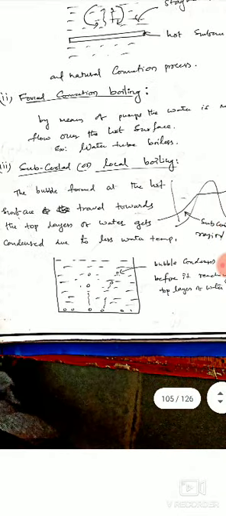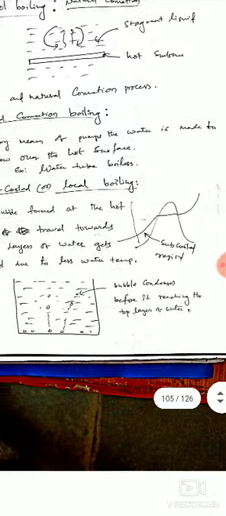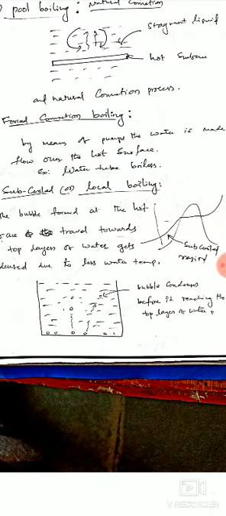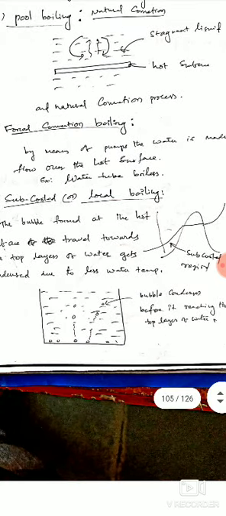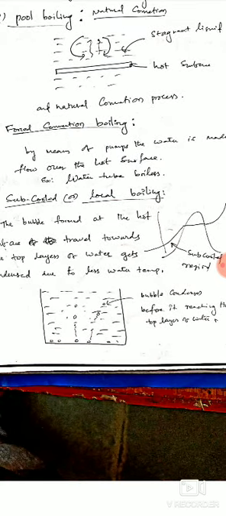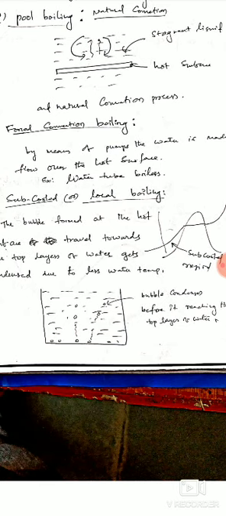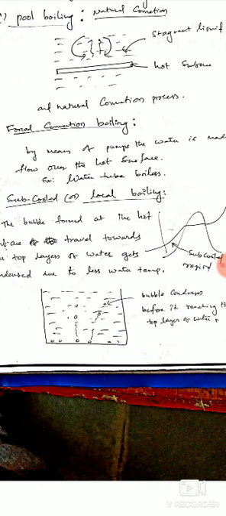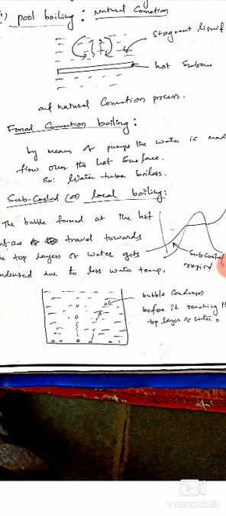By means of pumps, the water is made to flow over the hot surface. Remember, the name itself, forced convection, says that the liquid has some velocity. Now, forcibly we allow the liquid over a hot surface. And one of the examples is water tube boilers.